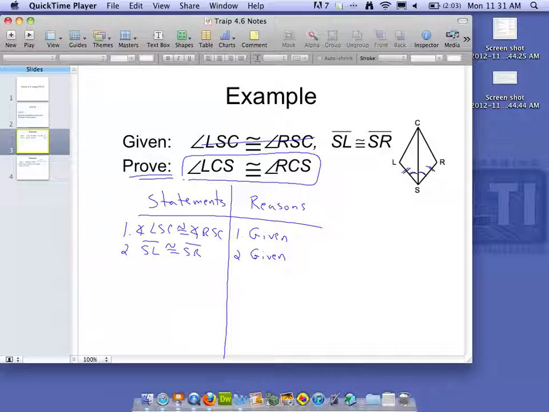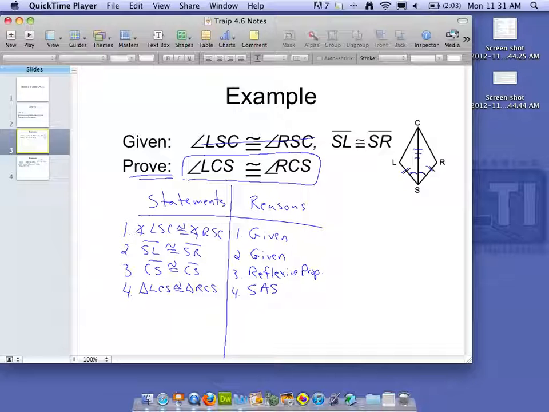So what else do we know between the two triangles? Well, we know that they share a side. So I'm going to say CS is congruent to itself, and that would be by the reflexive property. Okay, so I'm going to triple notch that. And now I can say that the triangle LCS is congruent to the triangle RCS. And my reasoning would be side angle side.